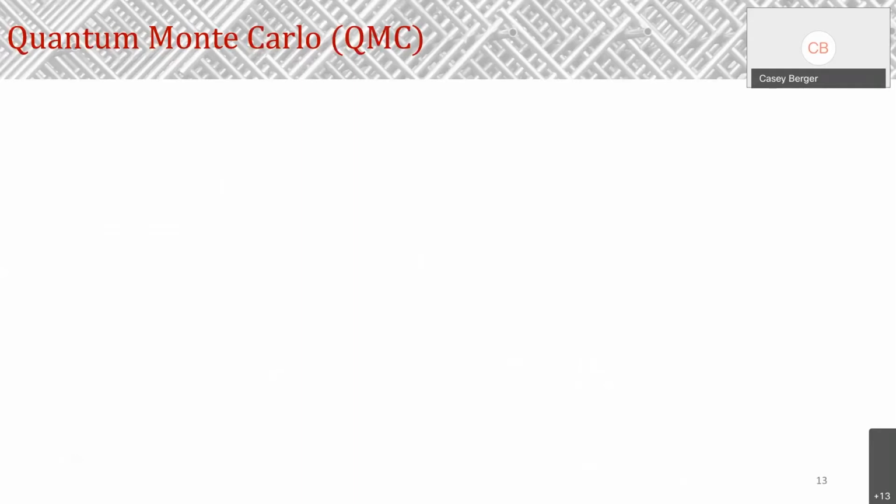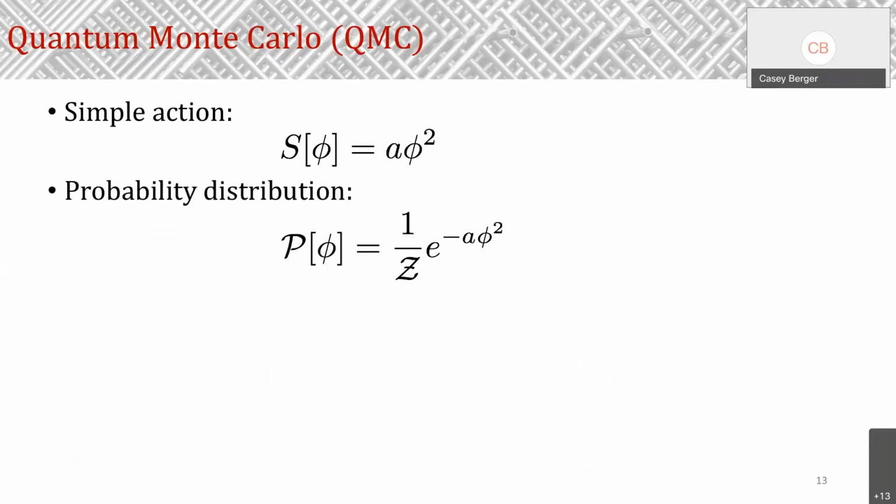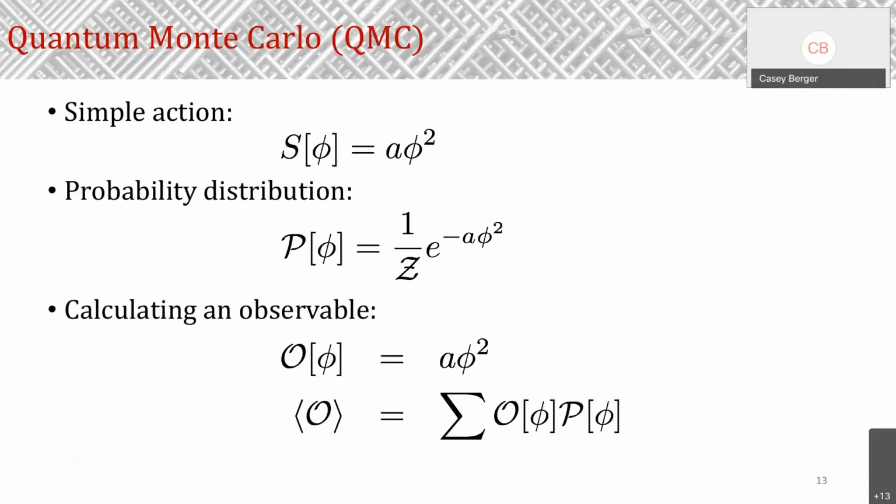All right, so what does this actually look like in practice? Let's start with a really simple quadratic action, A times phi squared, where phi is our field. This action has a probability distribution that just looks like a Gaussian. And then we can calculate an observable if that observable can be written as a function of the fields, and we just have to do a simple weighted sum.